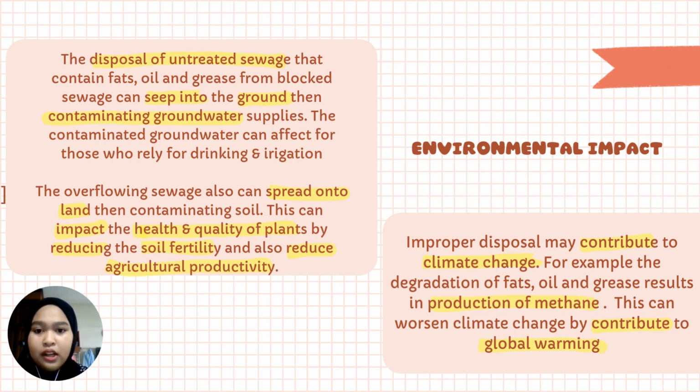The contaminated groundwater then can affect those who rely on it for drinking and irrigation, especially the communities that live around there. The overflowing sewage also can spread onto the land, then contaminating soil. This can impact the health and quality of plants by reducing the soil fertility and also reduce the agricultural productivity.